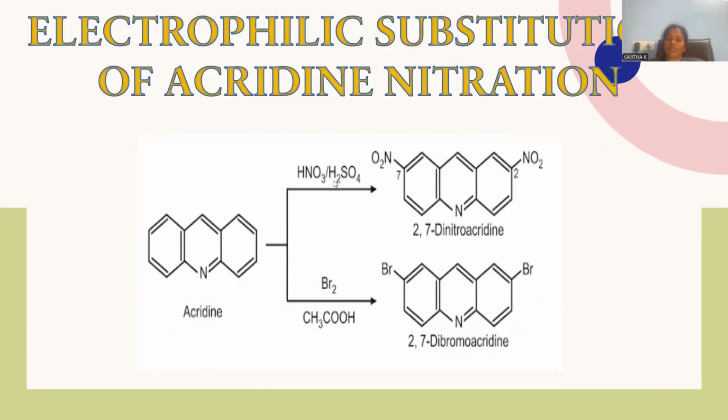Nitration is carried out by adding a nitrating mixture like concentrated nitric acid and sulfuric acid over this acridine, giving rise to dinitroacridine as the final product. At the same time, bromination, dissolving bromine in glacial acetic acid, gives the dibromo derivative of acridine.